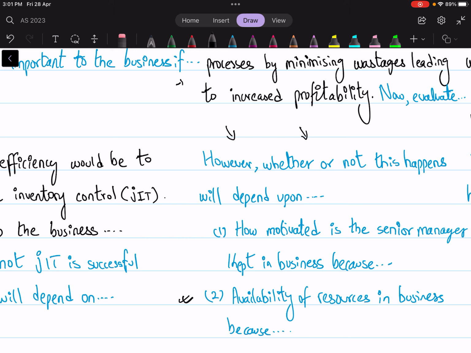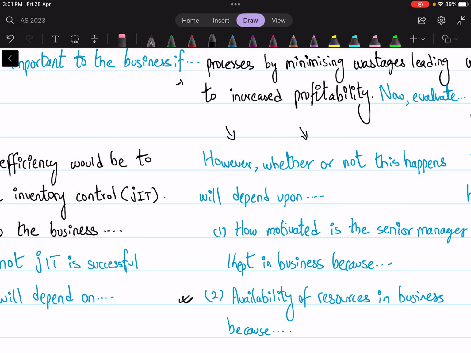Mind you, I have not mentioned any drawback of external recruitment, because most students would just write, however, hiring someone from external means would prove to be costly for the business because it would result in high cost of job advertisement and selection criteria. But mind you, not even once have I mentioned any kind of drawback. No, I did not. I'm evaluating benefits separately.